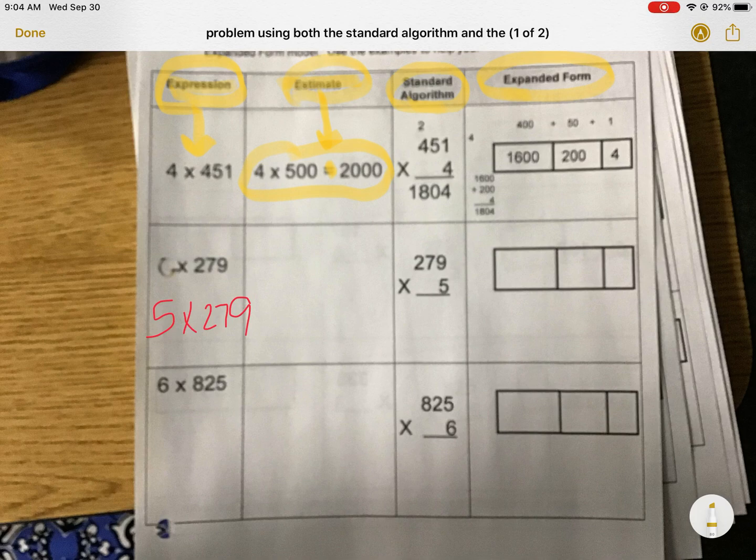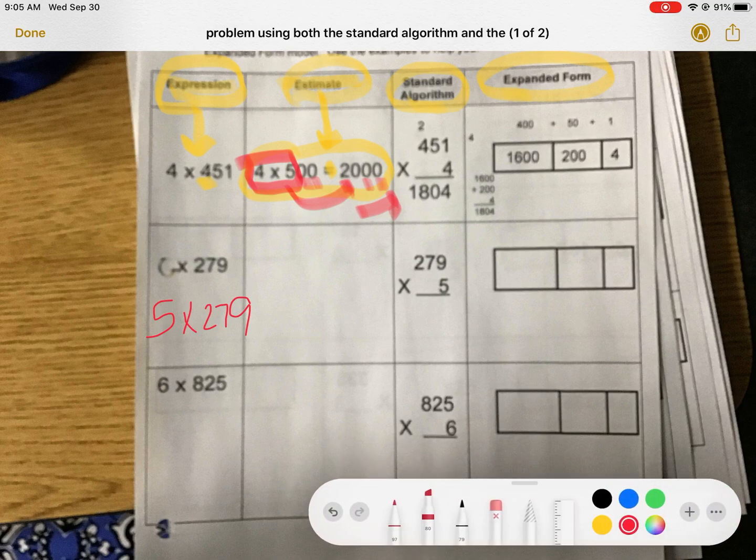So you can see that 4 times 451, I'm going to estimate that to 4 times 500. I'm going to round to the nearest hundred. When I do that and I get that estimate done, our product for the estimate is 4 times 5. That's going to be where I got that 20. And then I had 2 extra zeros. So I have 20 plus 2 zeros. So 4 times 500 is 2,000. So by the time we're done, 4 times 451 should get a product or an answer that's close to 2,000.